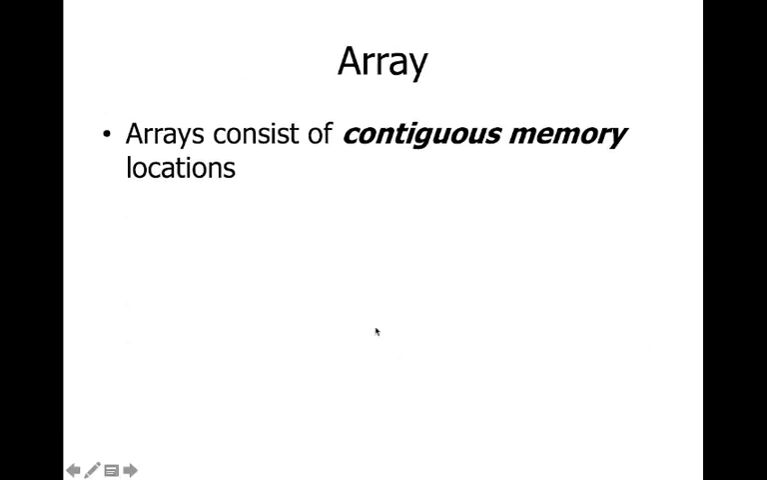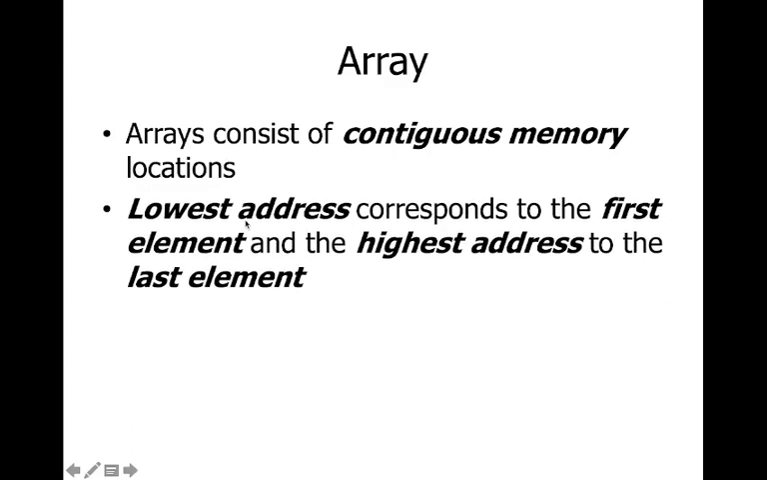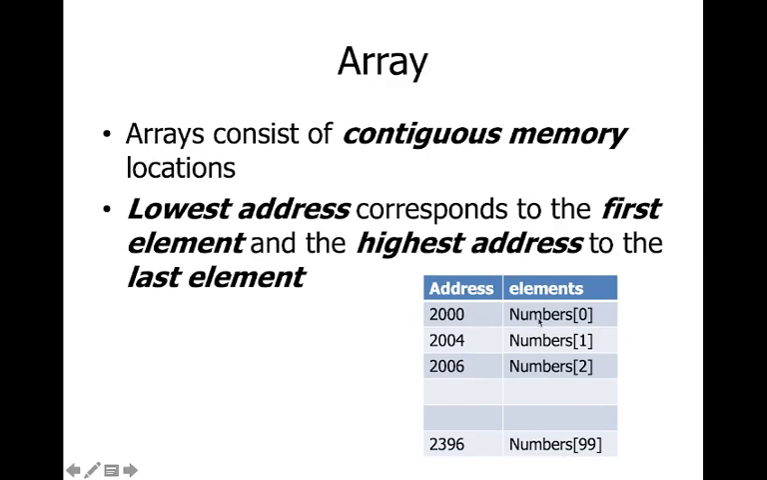So arrays consist of contiguous memory locations. The lowest address corresponds to the first element and the highest address to the last element. For example, if you have a 100 element array, and numbers of 0 is located at 2000, and it is an integer or float type, it will take 4 bytes. So the next will be at location 2004, and after that it is not 2006, it is at 2008. So 4 bytes will be used.